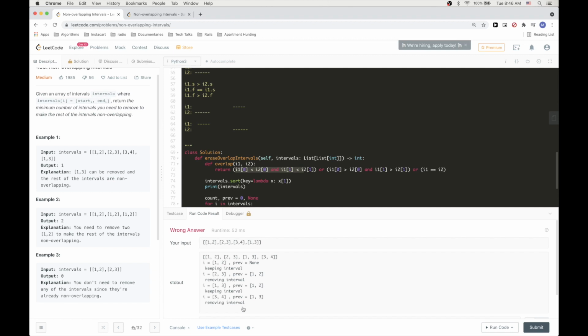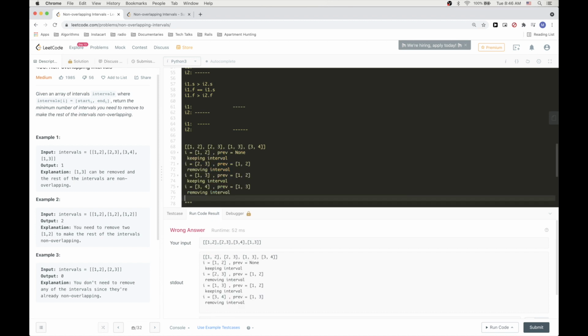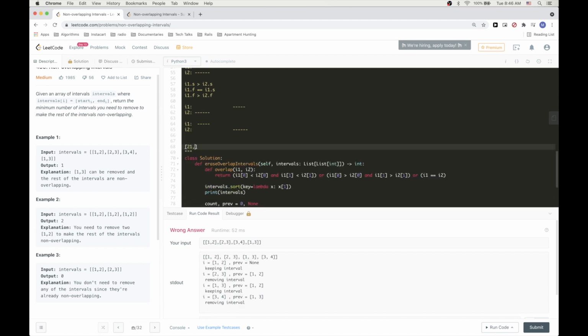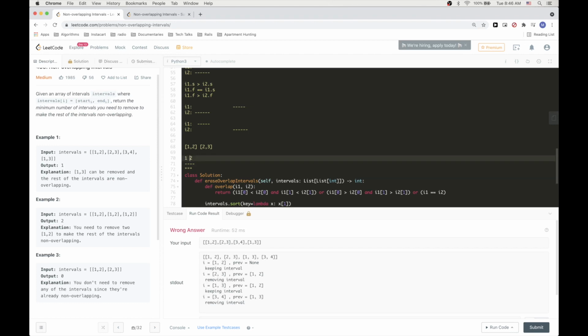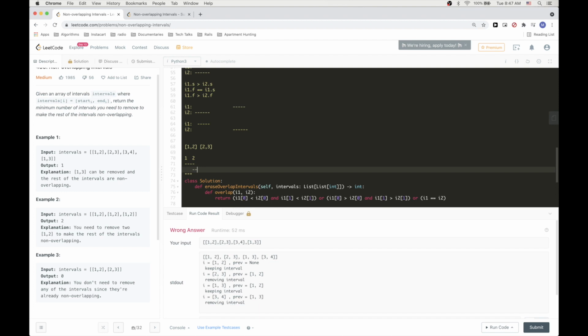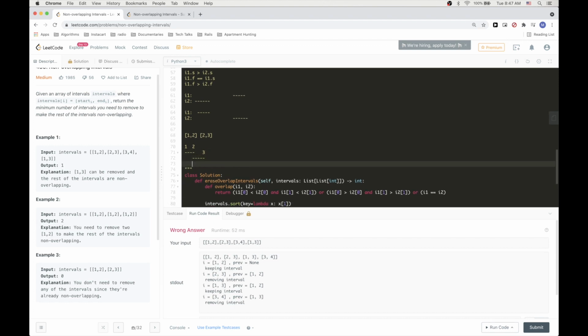Okay, 2 3 and 1 2. So 2 3 and 1 2. So these would give us 1 2, right? So that's the first thing, and then we would get 2 3. So it should be there.